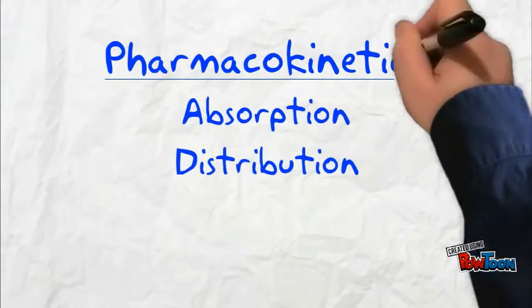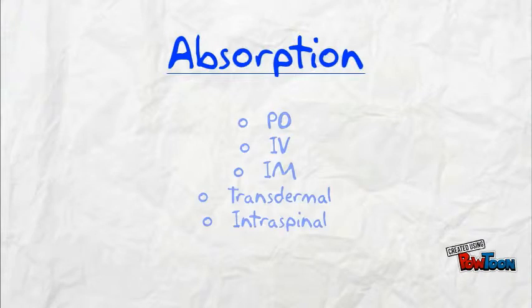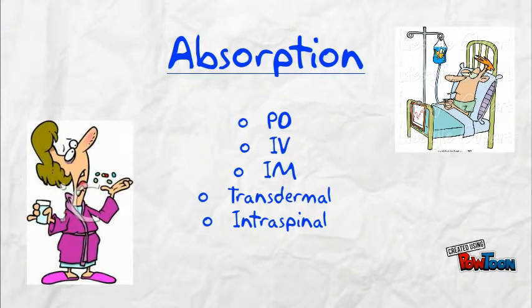Now let's talk about pharmacokinetics, which includes absorption, distribution, metabolism, and excretion. Opioids can be absorbed in many ways: by mouth, intravenously, intramuscularly, transdermal, and through intraspinal methods like an epidural. Also, let's not forget about rectally in the case of a real emergency.